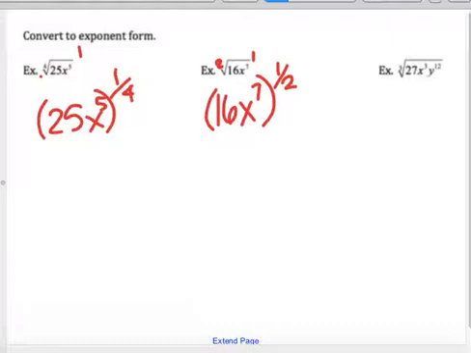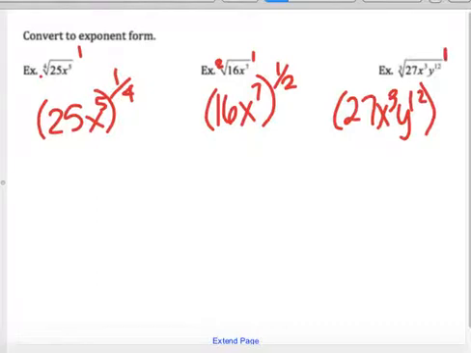Okay, so then on this third example here, again, we're going to use parentheses. 27x to the third, y to the 12th. Everything that's underneath that radical bar, put it together. And our exponent here is going to be the 1 power that's there. So this is all going to be to the 1/3 power.